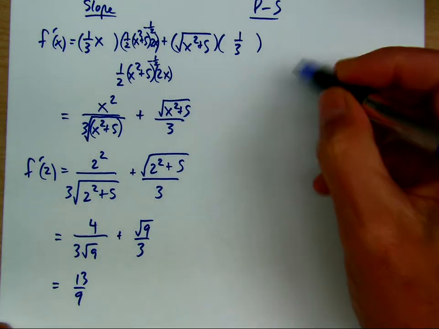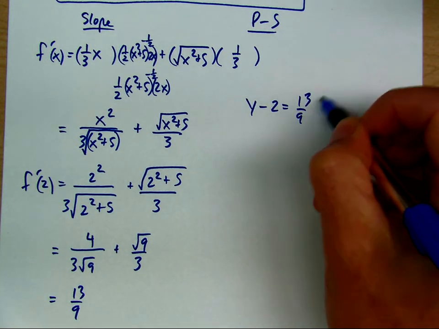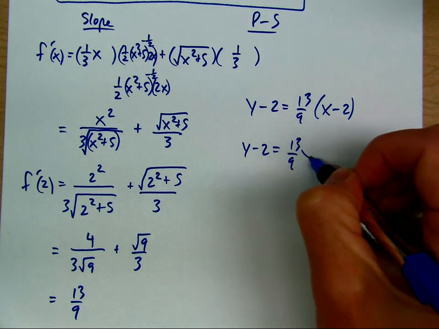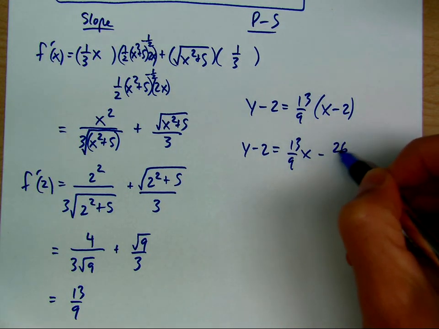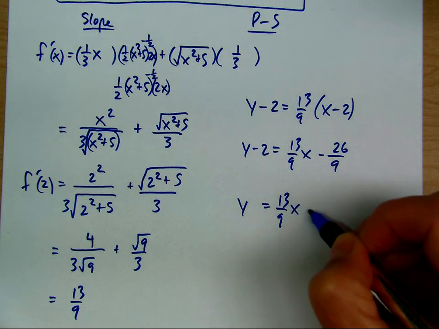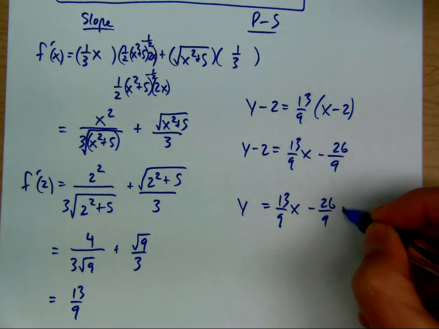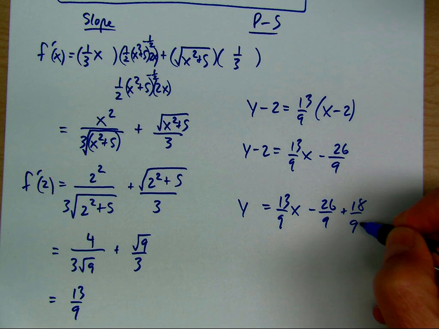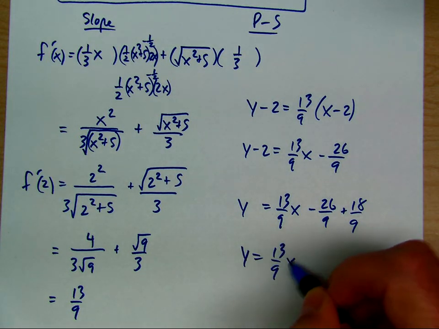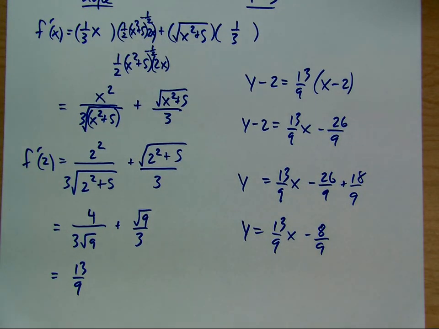And then with point slope, we'll have y minus y1 equals m times x minus x1. This is 18 over 9, so I'll add 18 over 9. And we'll get that. And we'll stop there.